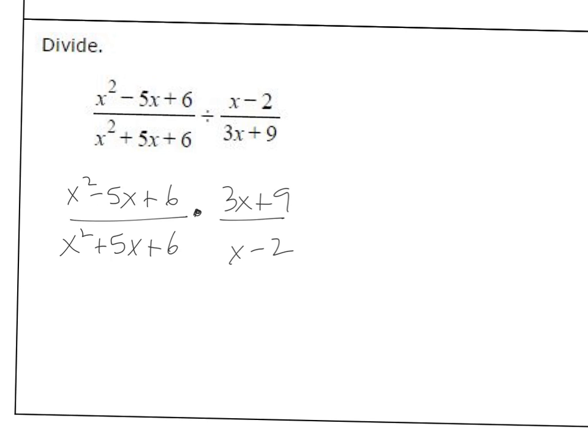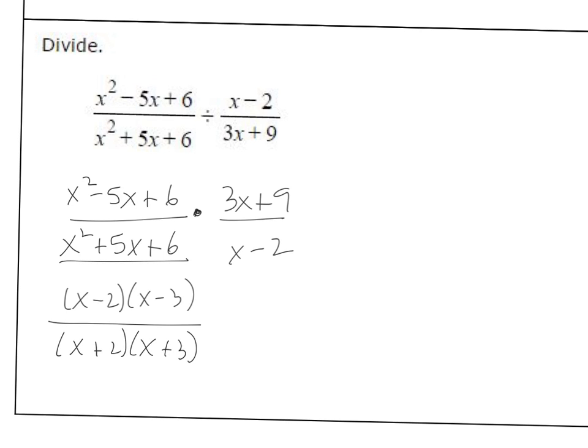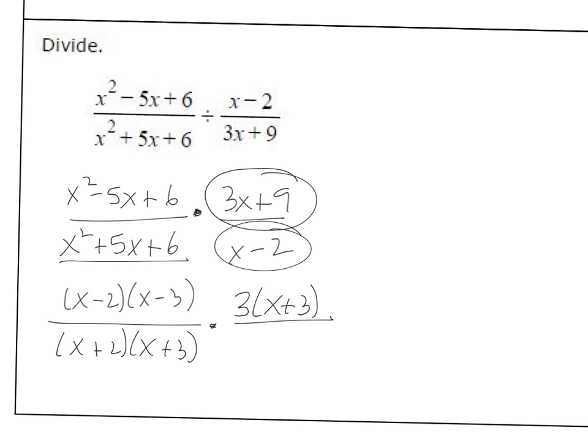So if I factor this, it's going to be, I believe, x minus 2, x minus 3. If I factor the next one, it's x plus 2, x plus 3, multiplied by, here there's a common factor of 3 that I could pull out, and then that becomes an x minus 2.